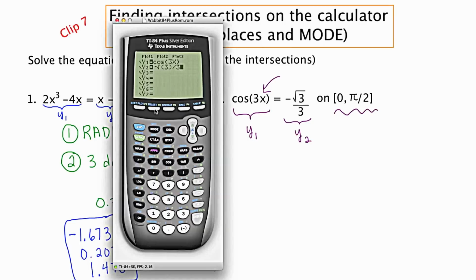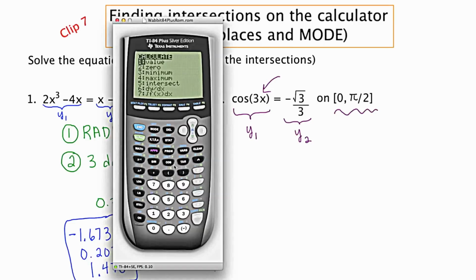Okay, so now I'm going to adjust my window so that I have the same interval that they'd like us to look at. So I'm going to go from 0 to pi over 2. And you'll notice that converts to a decimal. That's 1.5. So maybe I'll go by 0.5s. I'll see 3 tick marks or so. And I also know that the amplitude of a cosine graph is from -1 to 1. So maybe -2 to 2 will be sufficient. So here's a portion of cosine 3x. Here's -√3 over 3. And they seem to intersect twice.